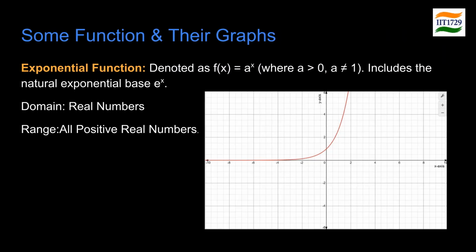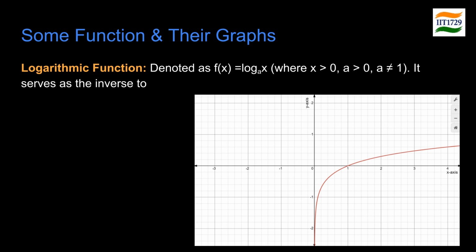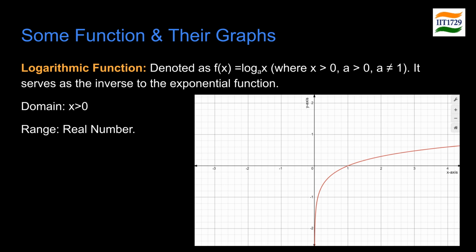Exponential functions take the form a to the power of x, where a is positive and not equal to 1. The domain consists of all real numbers, while the range is restricted to all positive real numbers. The logarithmic function, log base a of x, serves as the inverse to the exponential function. Here, the domain is restricted to positive values of x, while the range covers all real numbers.